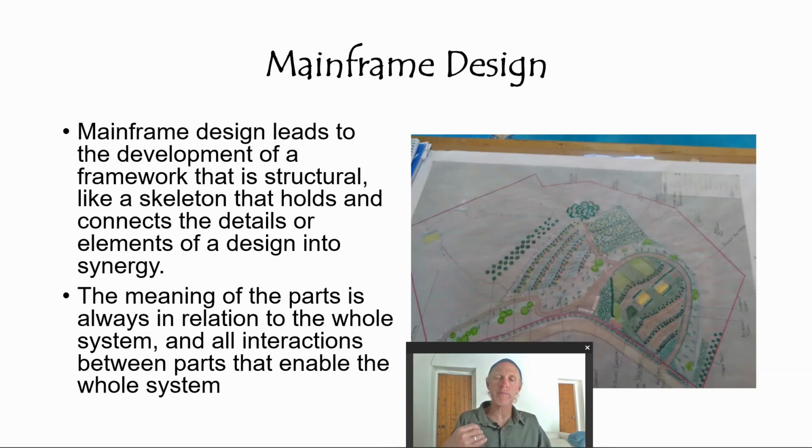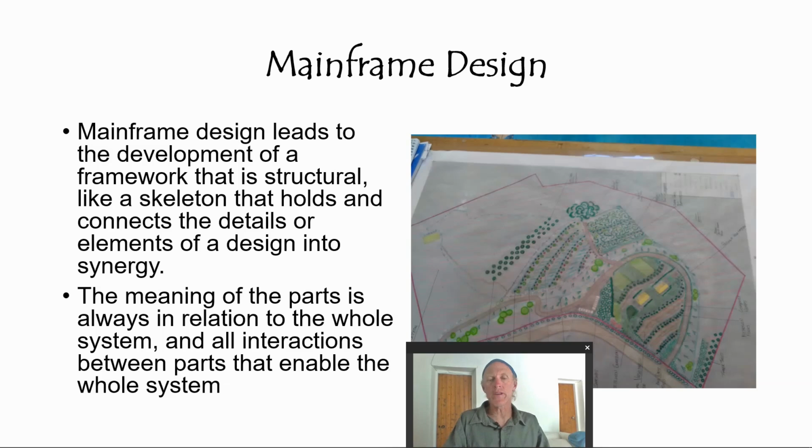So we have this concept of mainframe design, okay? And mainframe design leads to the development of a framework that is structural, like a skeleton that holds and connects the details or elements of a design into synergy. So very much like our body has a skeleton into which the details are placed so that we can function as a whole. And so permaculture is the same. We start with an overriding overall pattern, and when we have that pattern in place, we then add detail.